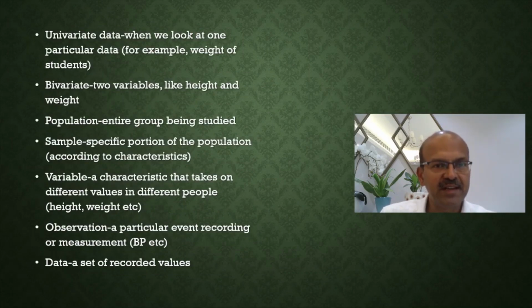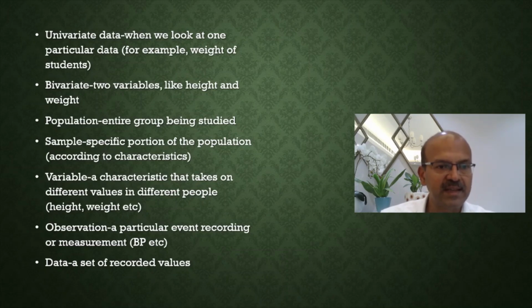So univariate data are where we look at one particular data, for example, weight of students. Bivariate is where you have two variables, like you collect height and weight. And the population is the entire group that's being studied. A sample is a specific portion of the population which you are extracting according to certain characteristics which are predefined. So you define the population, then you define the sample and how you will select the sample.